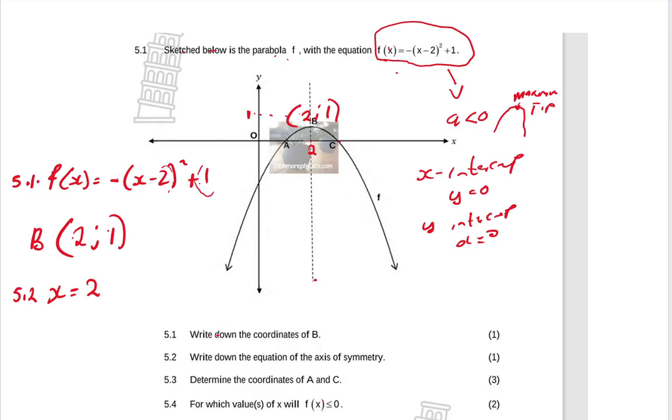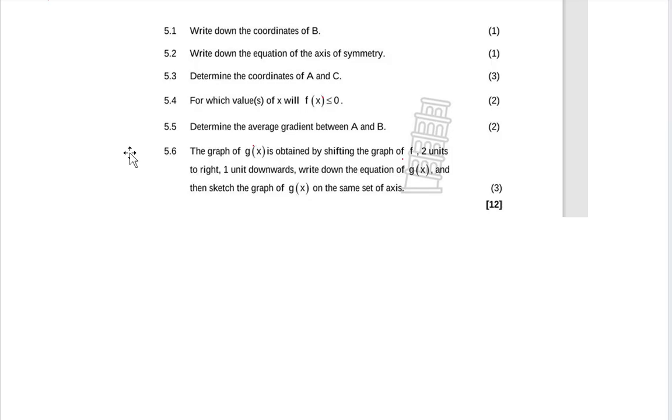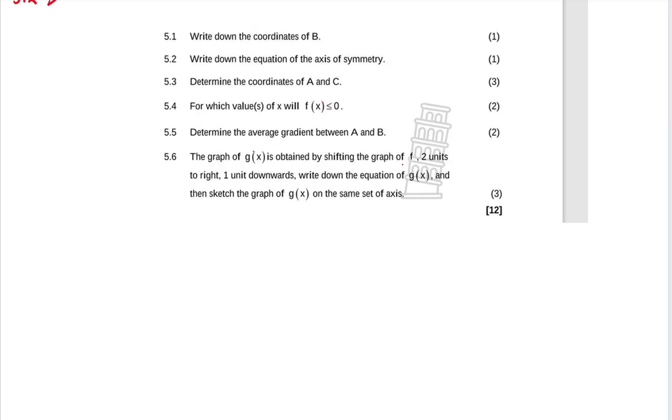Do you get me? So 5.3, they say determine the coordinates of A and C. Our A and C, I said, are our x-intercepts. And we are letting y equal to 0 on the x-intercept. Do you get me? I hope it is clear. Let's go and solve it.